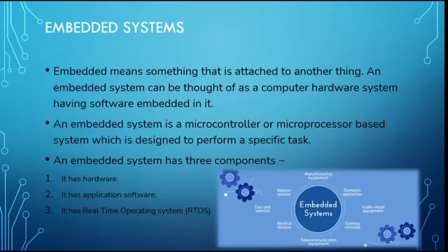Let's come to embedded systems. Embedded means something that is attached to another thing. An embedded system can be thought of as a computer hardware system having software embedded in it. An embedded system is a microcontroller or microprocessor-based system which is designed to perform a specified task. It mainly has three components: hardware, a software application, and a real-time operating system, RTOS.